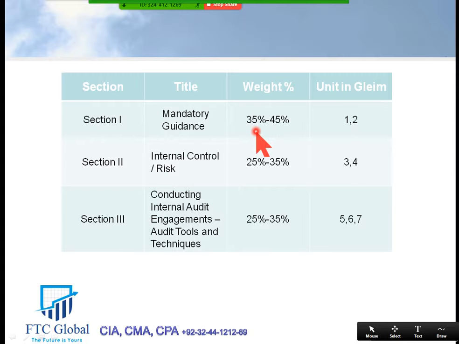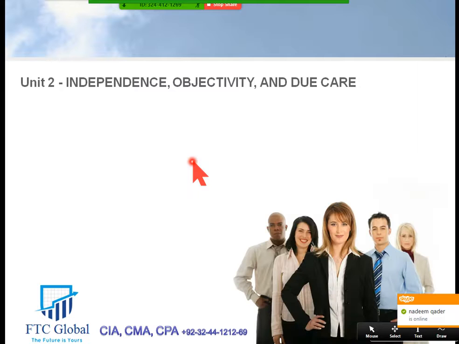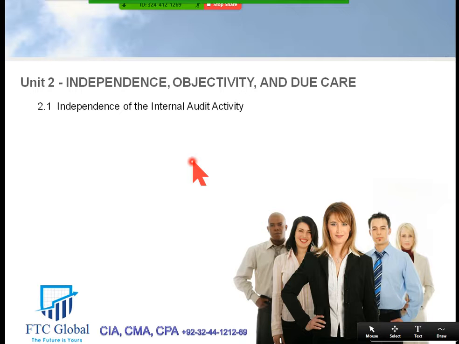It has 35% to 45% weightage of your CMA Part 1, and since the word itself is mandatory guidance, it's a very important section, and I believe that you need to read this section repeatedly, the text itself. That's why my slides are much more detailed, so that you get finer and deeper understandings of the concepts and the terms used.